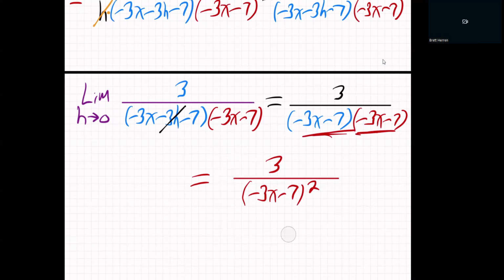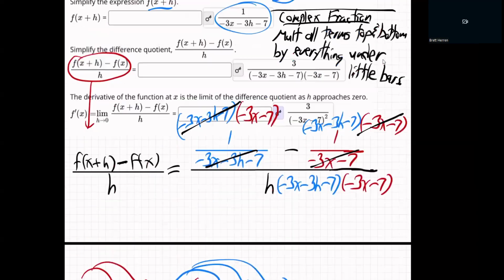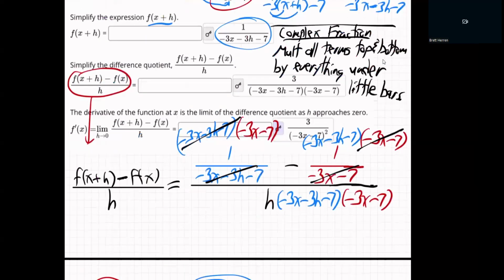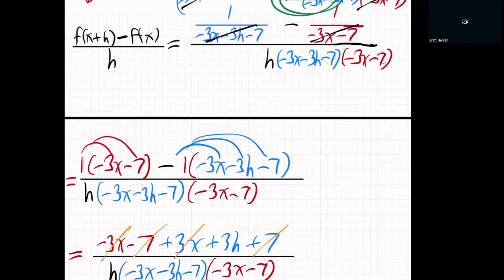So there she blows. And that's the answer that they have right here for the final answer. So we got it, we simplified it, and that's how we do that.